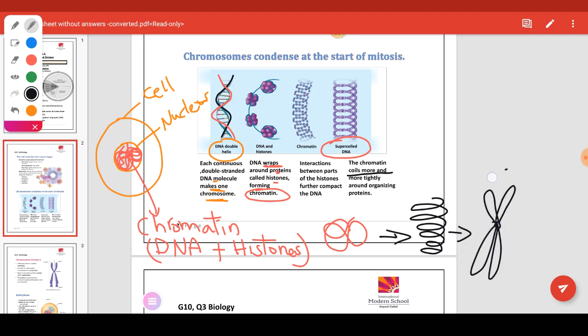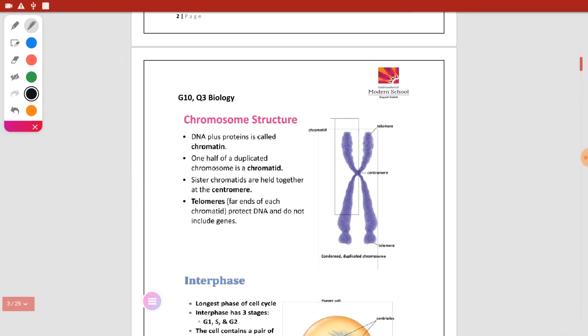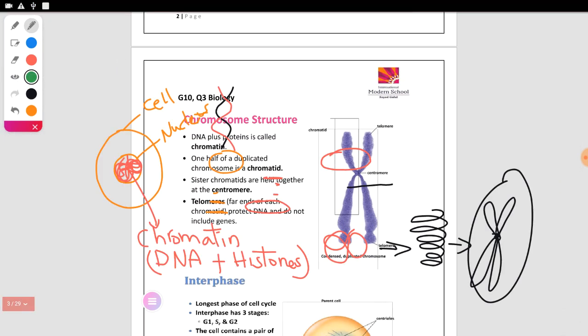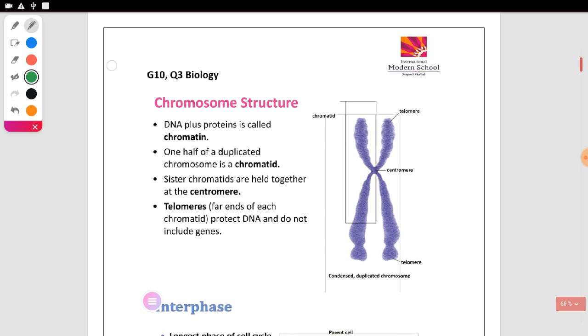So here you can see the chromosome. The chromosome inside the cell nucleus, you can see it only when the cell is ready for division, or is actually dividing. So what is the structure of the chromosome? Here you can see the chromosome structure. I will make it larger for you.